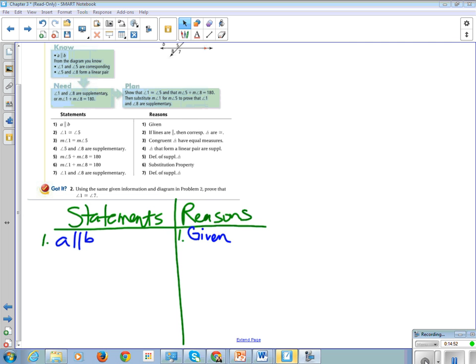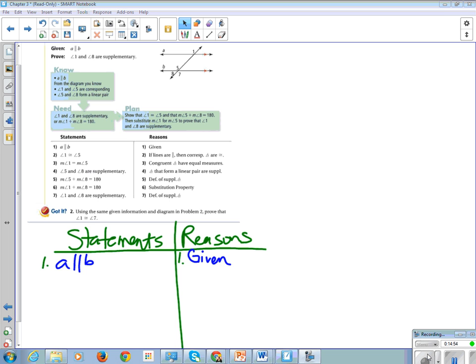So we are going to go ahead and just copy down 2 and 3 because we want to prove 1 and 5 are congruent. But the next thing we're going to do is we're not going to establish a relationship between 5 and 8. We're going to establish a relationship between 5 and 7. So let's go ahead and copy down 2 and 3.